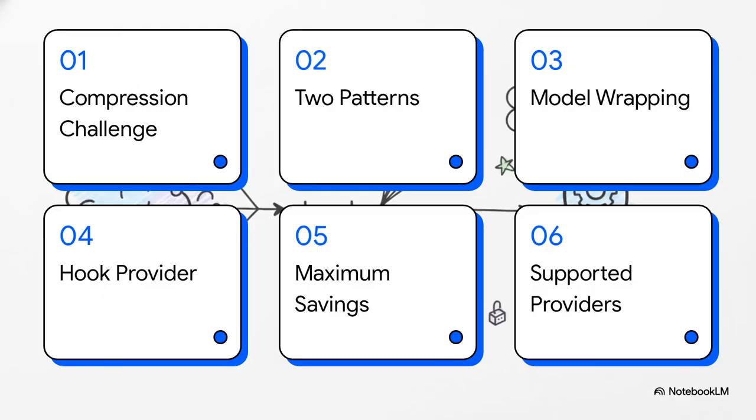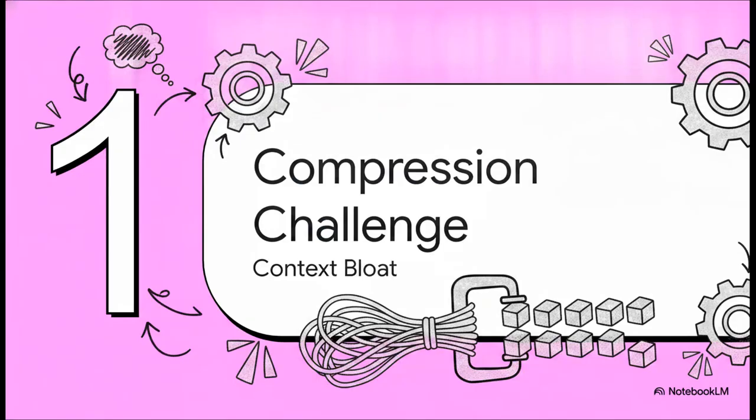Here's our roadmap for today. First, the context compression challenge. Second, 2 patterns for Strands Agents. Third, pattern 1, model wrapping. Fourth, pattern 2, the hook provider. Fifth, the maximum savings combo. And finally, supported providers.